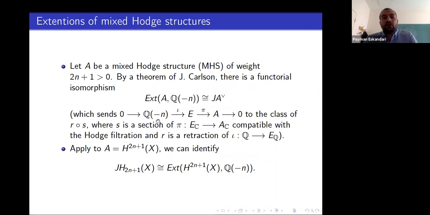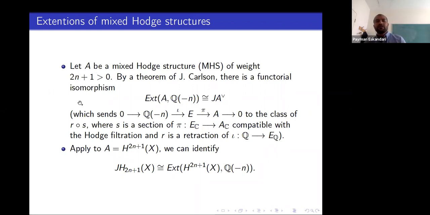And the isomorphism is as follows. Take an extension like this, and you're going to send it to the following element of the intermediate Jacobian. You're going to pick a section of this map pi, defined over C, which is compatible with the Hodge filtration. Let's call such a thing S. And then you also choose a retraction of the map iota, which is defined over Q. Let R be such a retraction, and then you look at R∘S, and that's going to be a map from A_C to C, so an element of the dual of the underlying complex vector space of A, and you're going to send the extension to the class of R∘S. That's Carlson's isomorphism.